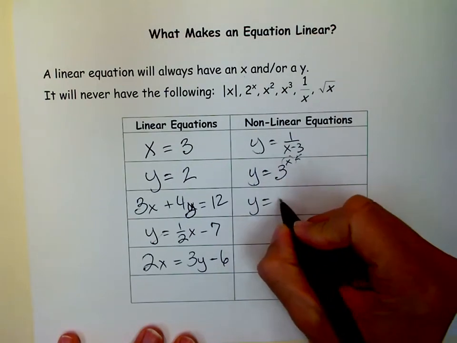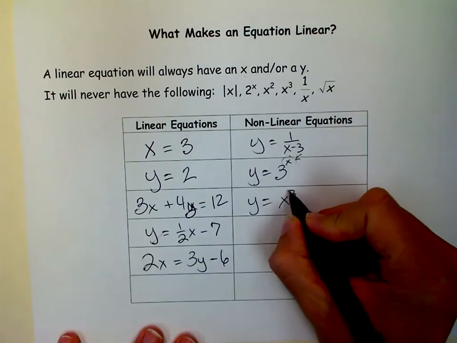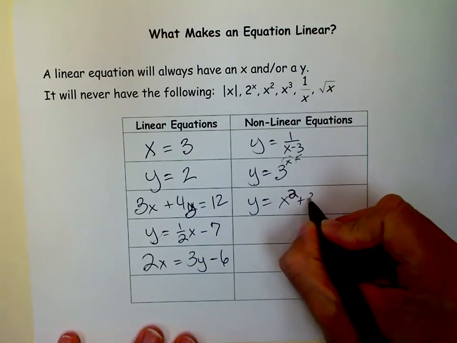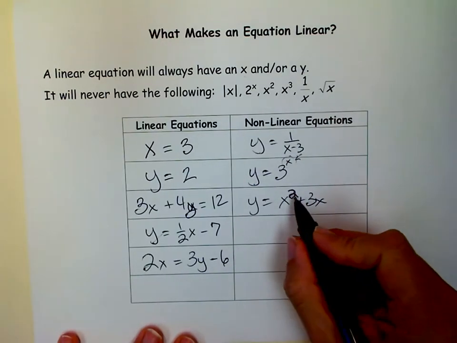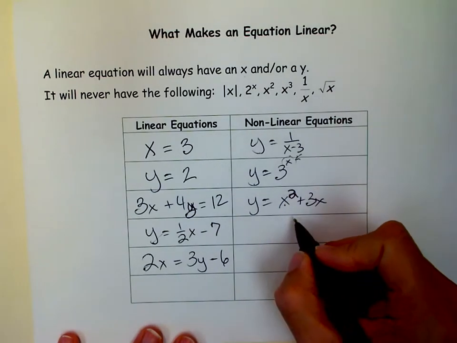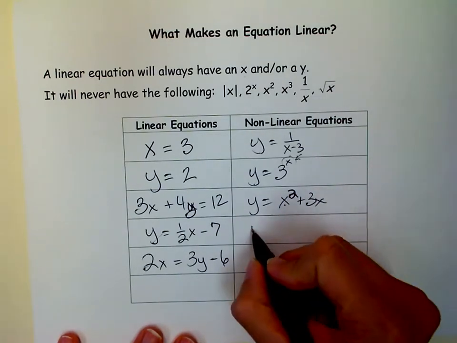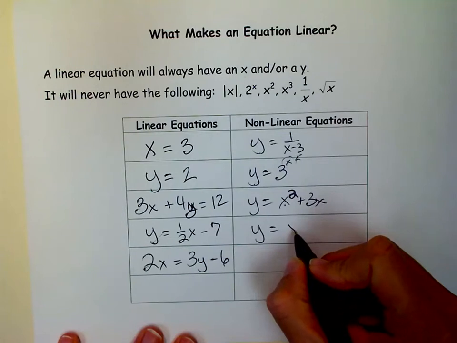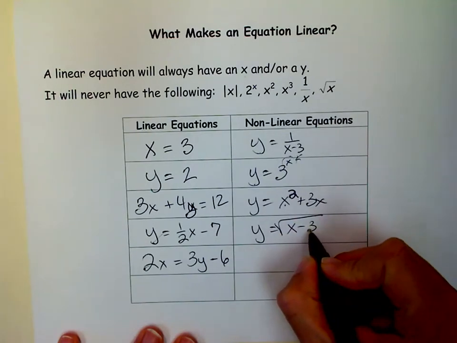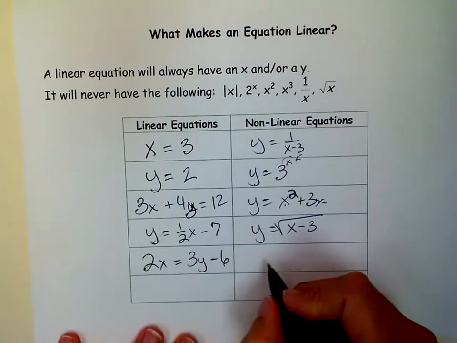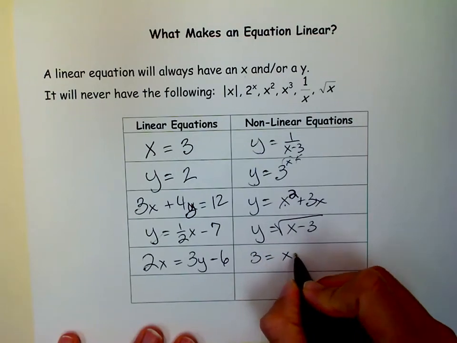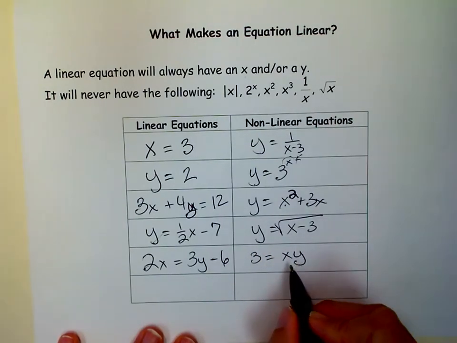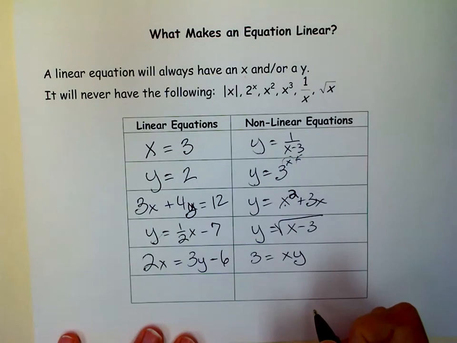So y equals x squared plus 3x. This is a quadratic equation. You can't have x squared. You can only have a plain old x. You couldn't have y equals the square root of x something. Nor could you have 3 equals x times y. This is important: you can't have an x times y for it to be linear.